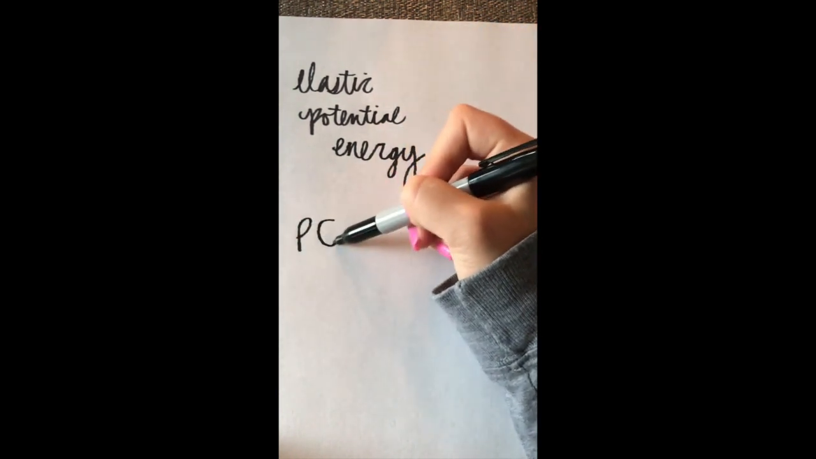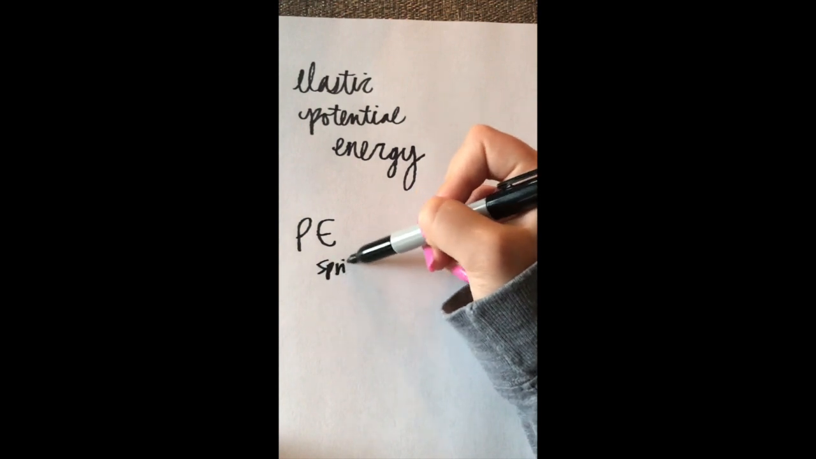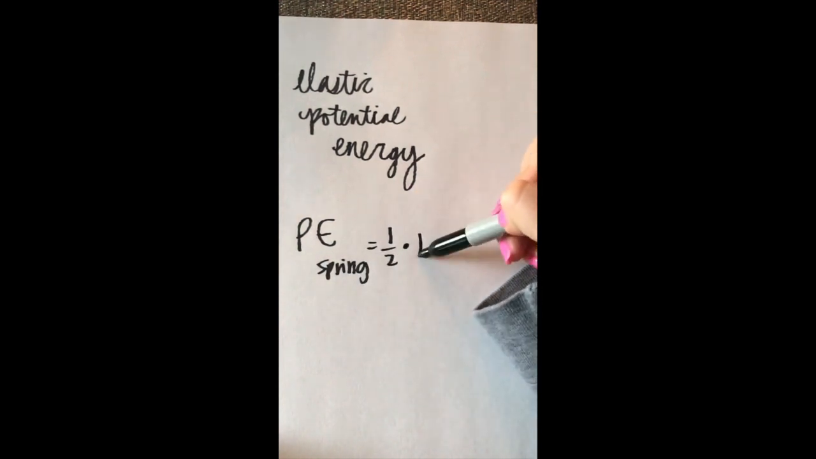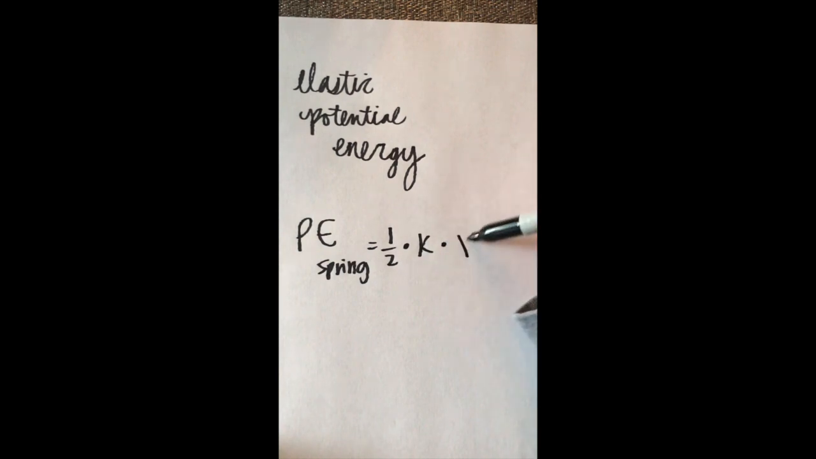Elastic potential energy takes on the formula of 1/2 times k times x squared. PE spring is the potential energy of the spring measured in joules, k is the spring constant, and x equals the amount of compression relative to the equilibrium position.